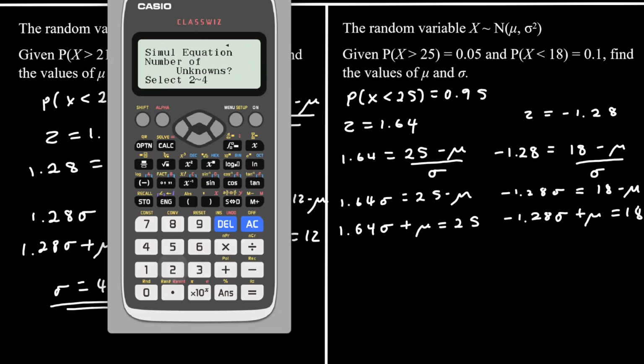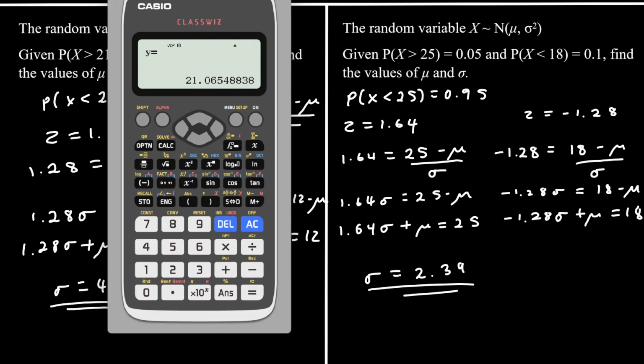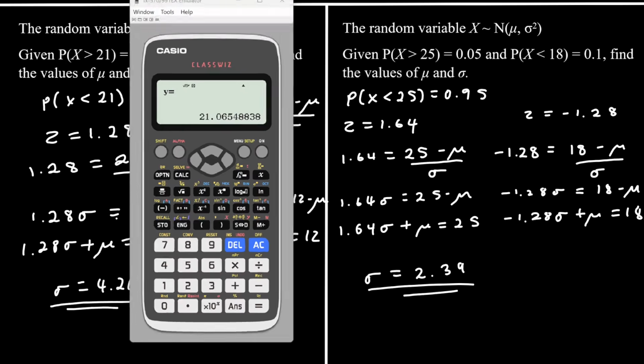So simultaneous equation with two unknowns, and I've got a times standard deviation plus the mean equals 25. And the one I saved is b times standard deviation plus the mean equals 18. So standard deviation is 2.39, and 21.1 for the mean.